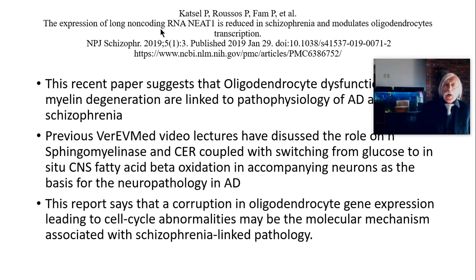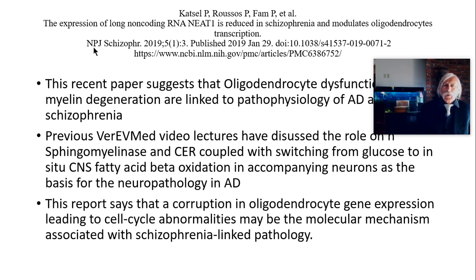So here's the last paper finally we're going to look at. Expression of long non-coding RNA NEAT1, don't worry about that, I'll explain in a moment, is reduced in schizophrenia and modulates oligodendrocyte transcription. Now see, here I like this paper more because now we're talking cell types, not just looking at lipids in the serum, right? We're not just looking at adipokines in the serum. We're trying to put something together that's more coherent, three-dimensional with the fourth dimension overriding and continuing everything, which is, of course, time.